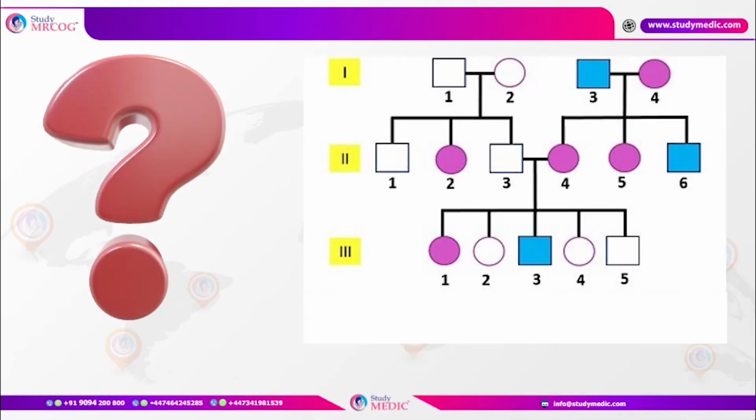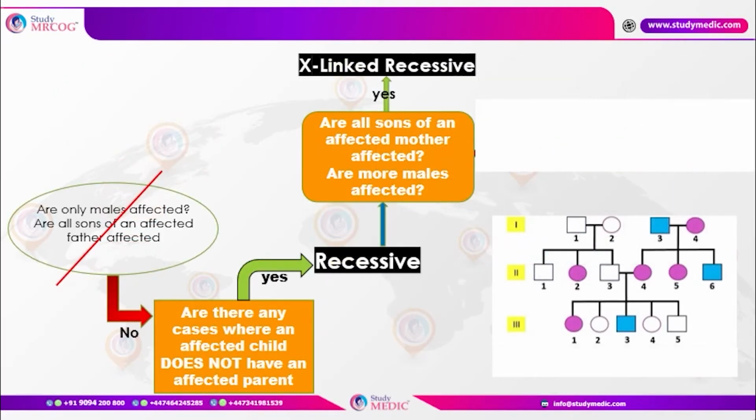So now this is our pedigree chart. And what do we see here? Let's begin with our algorithm. Our first question is negative. We do have an affected child with unaffected parents. Like we said earlier, these may be carriers, so this is a recessive trait.